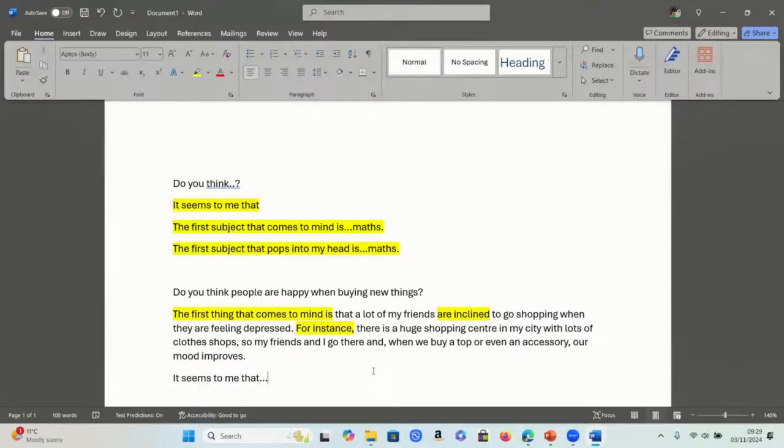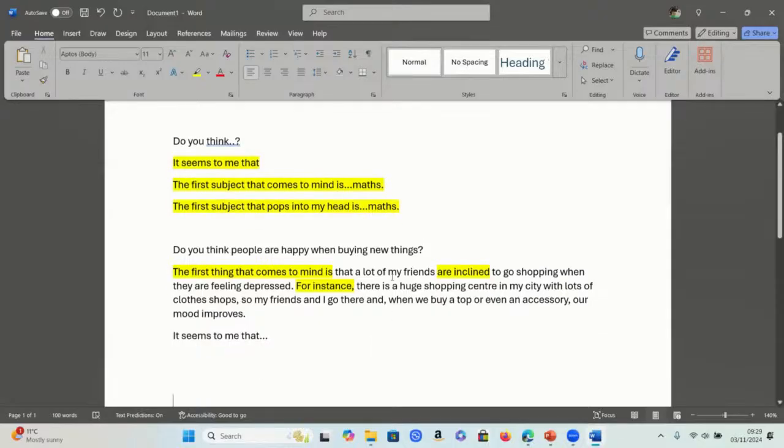It's familiar, so you can use familiar people in your example. So that's a "do you think" question. And again, you can say, "It seems to me that..." What pops into my head first is that a lot of my friends are inclined to go shopping. So that's a "do you think" question, and then you just say something, you explain it, and you give an example. So a lot of my friends are inclined to... so you're saying yes, and then you're explaining it, and then you're giving an example, right? So that's a "do you think" question. So we should be thinking of that.